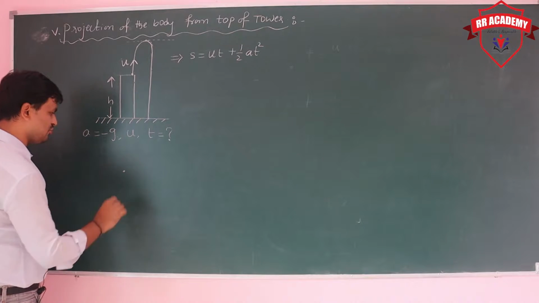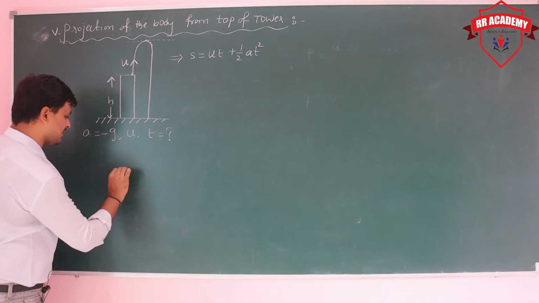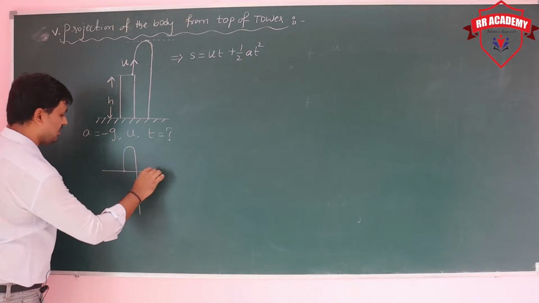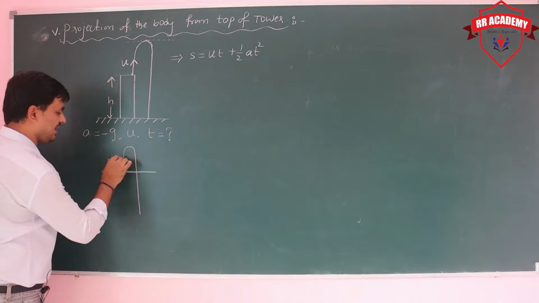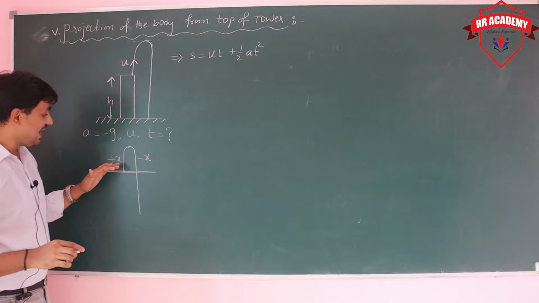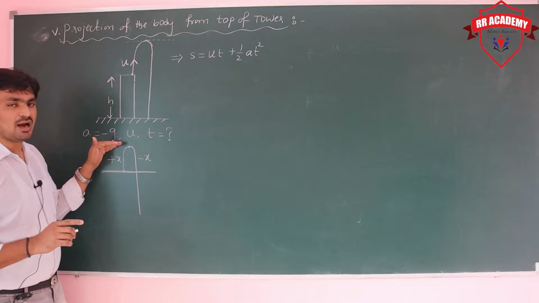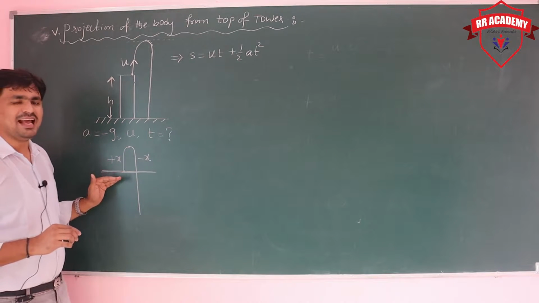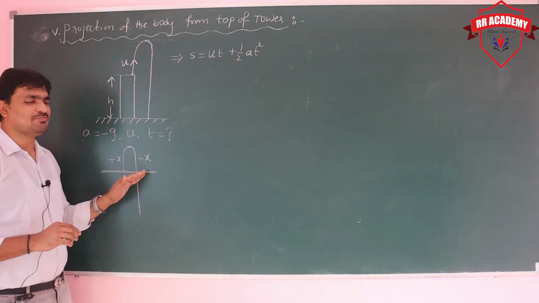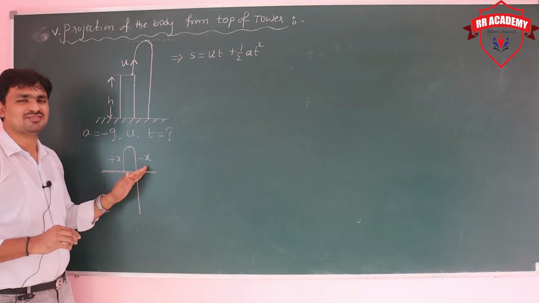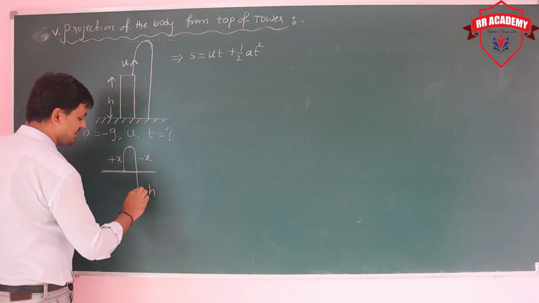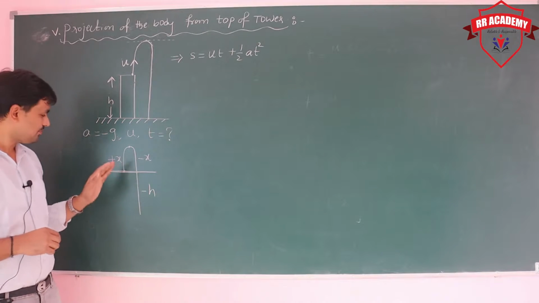This is the initial position. From this position we are projecting the body upwards, and then it comes downwards. It goes x distance upwards and x distance downwards. I consider x displacement upwards as positive x, x displacement downwards as negative x, and also h displacement again downwards, taken as minus h.